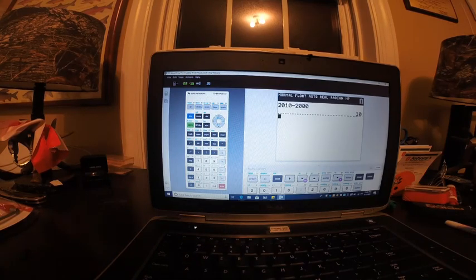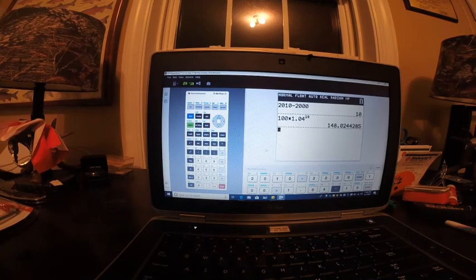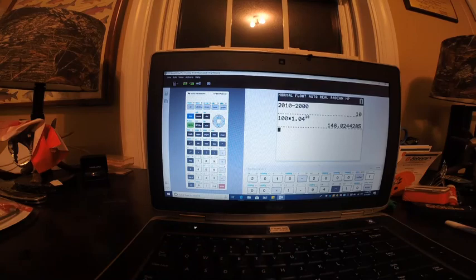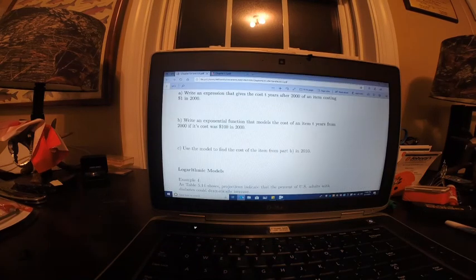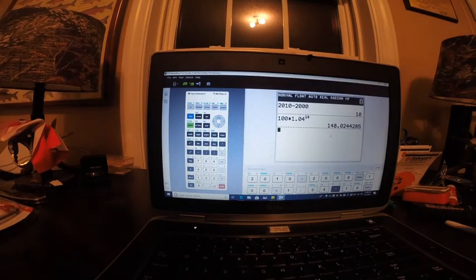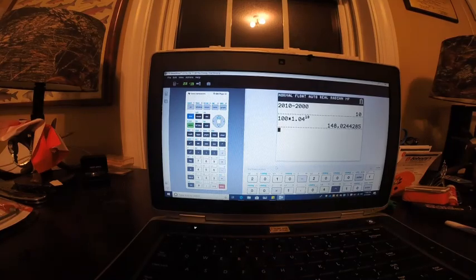Okay. So we've still got that function from part B. We can simply do 100 times 1.04 raised to the 10. And we should get $148.02, right? 148.02. That's easy enough. So that would be your answer for part C. Your answer for part C would be $148.02.